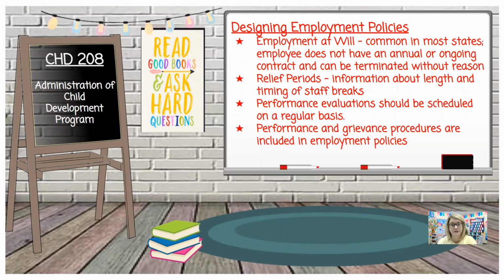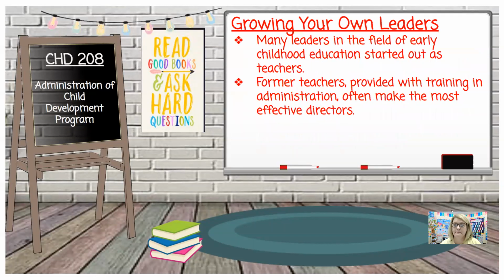Performance evaluations should be scheduled on a regular basis. Okay. Evaluation and grievance procedures should also be included in employment policies, and they should be made available to every center personnel. You need to know when's the input, when's the performance evaluation going to be done? What are they looking for? How will you be told the results? And then also a grievance. If you don't agree with it, what do you do as the employee? All of that should be laid out in your personnel policy.